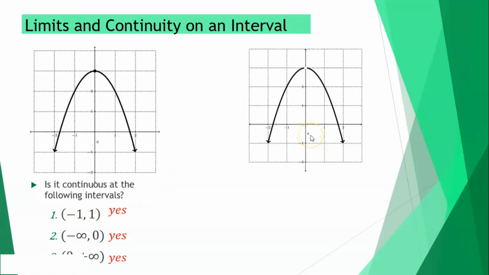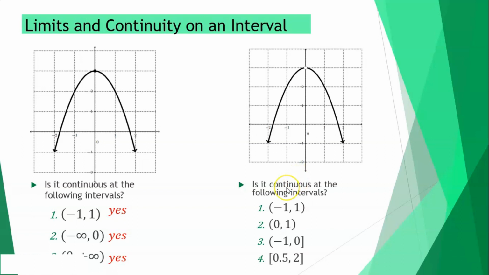Okay, now given this graph, identify whether the following intervals are continuous. For number 1, from negative 1 until 1, our answer here is no. Why not? Because take note, at x is equal to 0, our graph here is open. Next, what about from 0 until 1? Our answer here is yes. So take note of this.